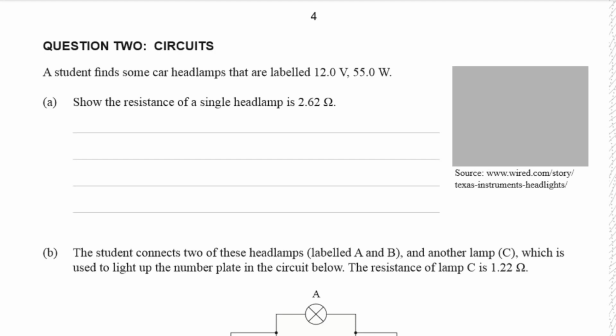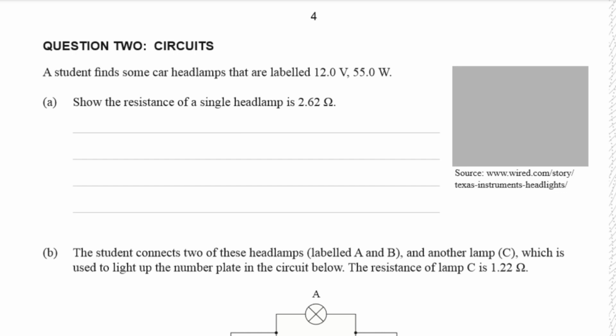Wow, a student found some car headlamps. Hopefully they weren't attached to a car, maybe on their physics teacher's desk or something. But they are labeled 12 volts, 55 watts. So that's its power rating. When it operates the most efficiently and best is at 12 volts and 55 watts of power.